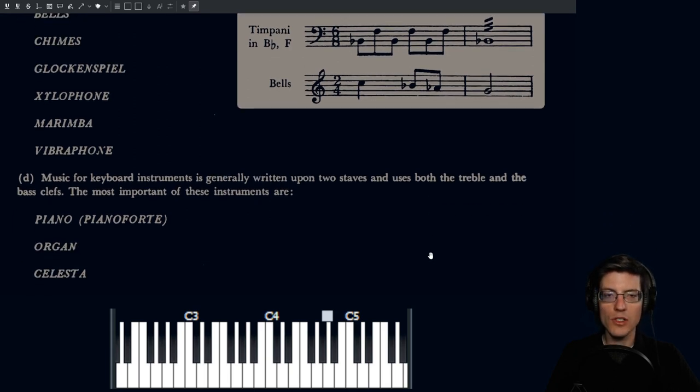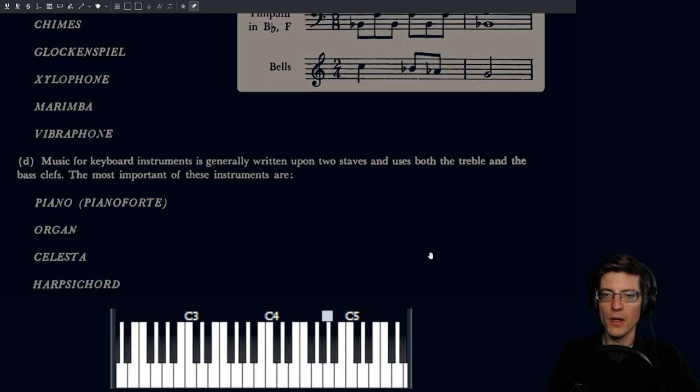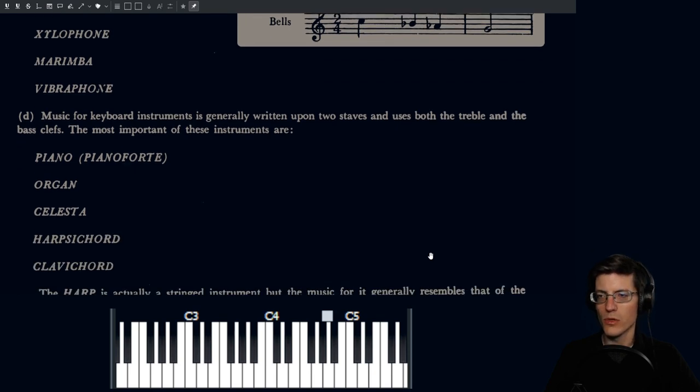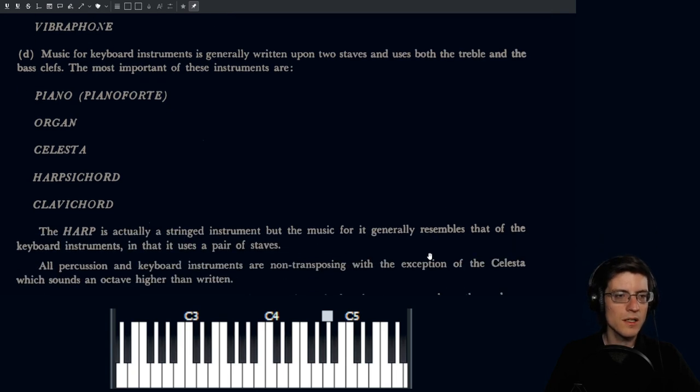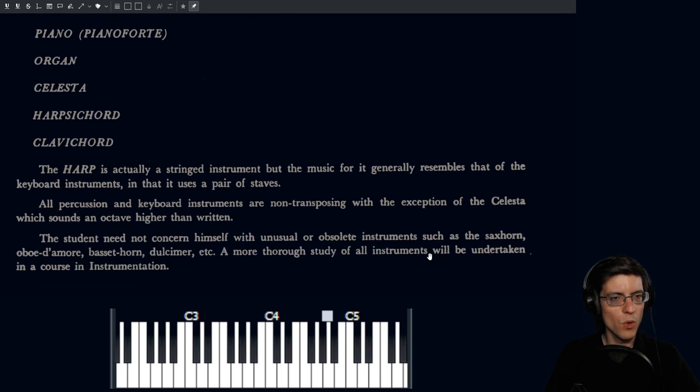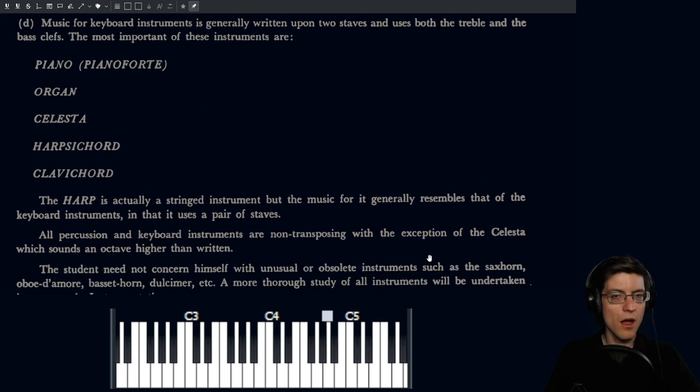Music for keyboard instruments is generally written upon two staves and uses both the treble and the bass clef. The most important of these instruments are piano, pianoforte, organ, celesta, harpsichord, clavichord. And today, in the modern era, we also have the synthesizer. Of course, this book was written before electronic instruments came on the scene, but that definitely has changed a lot. So a major keyboard instrument today is the synthesizer as well.